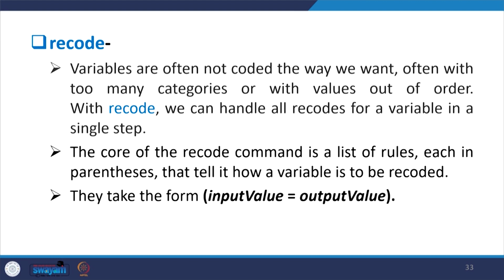The core of the recode command is a list of rules, each in parentheses, that tell it how a variable is to be recoded. They can take the form of an input value equal to an output value. Like if we simply said recode this equal to that, that will be converting to a new variable. It is as simple as that. Simply recode one variable and give it a new name, and it will record it accordingly.